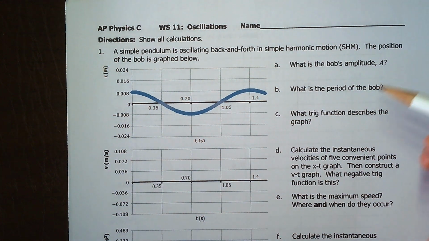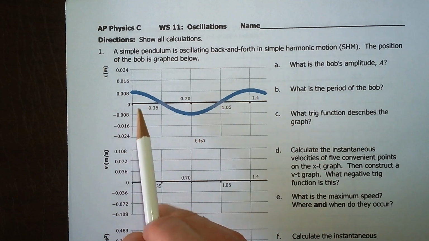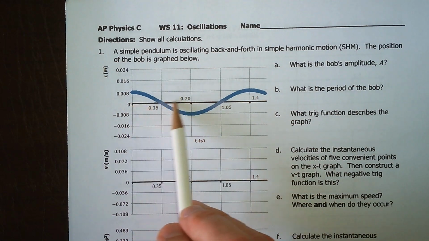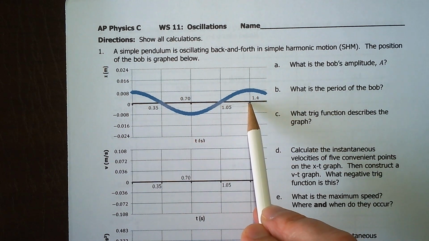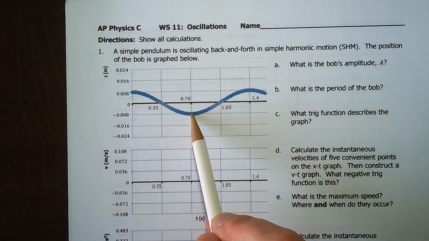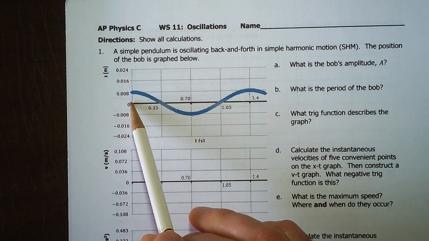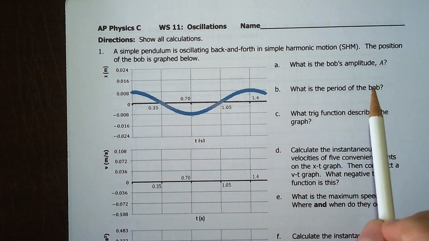Okay, from this graph, the amplitude is the maximum displacement from the rest position. And here's the rest position. So it would be all the way up to here or all the way down to here. It's always a positive amount. And so you could just simply read that right off here.